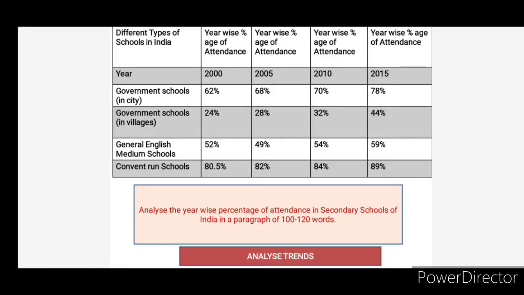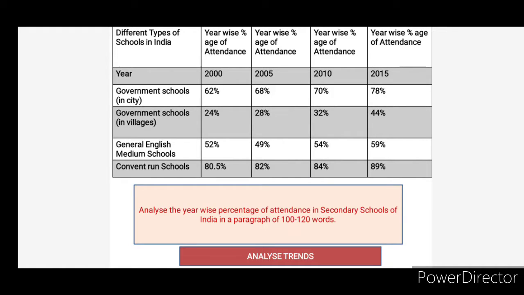Now, here one needs to analyze the year-wise percentage of attendance in secondary schools of India in a paragraph of 100 to 120 words. So you all can see this. You need to analyze the trends. There are trends given. You need to analyze the trends. Once you do that, you need to start writing your analytical paragraph. And you know how to write it effectively now because we have already discussed that. So, keeping all the points in mind, you can start writing.